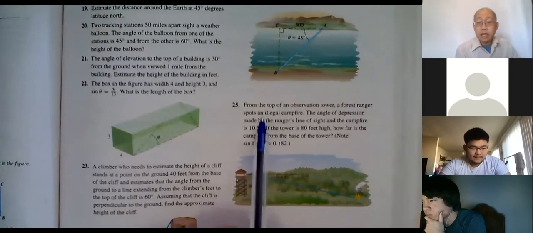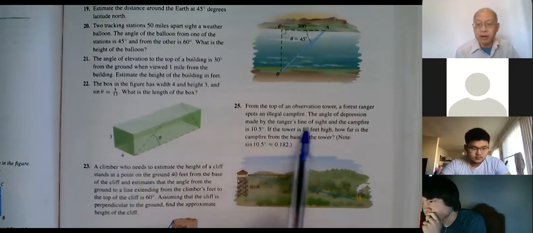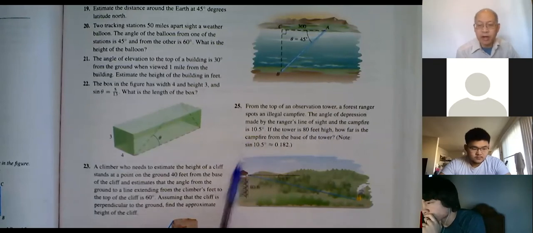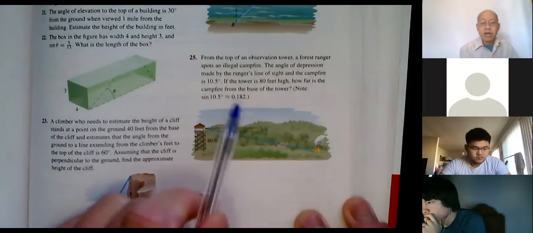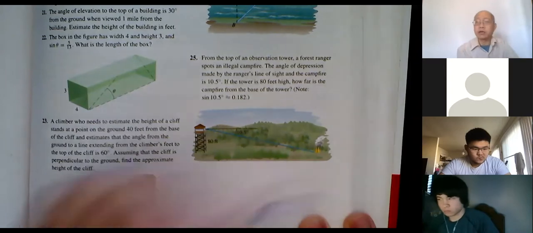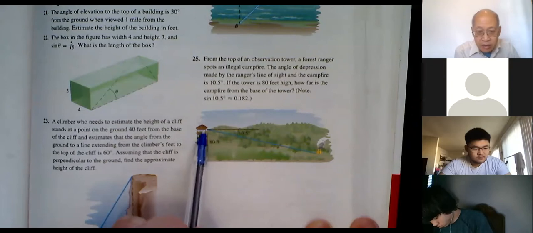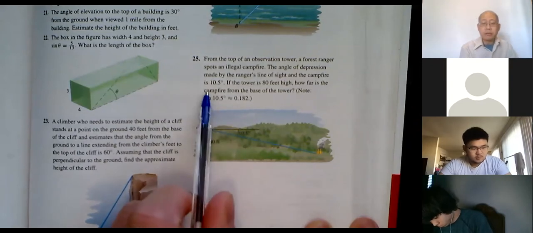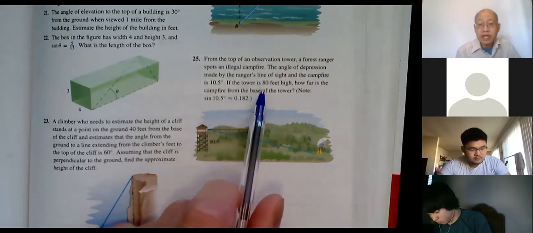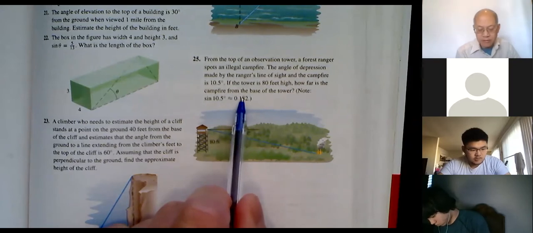Okay, from the top of an observation tower, a forest ranger spots an illegal campfire. The angle of depression made by the ranger's line of sight and the campfire is 10.5 degrees. Angle of depression means you're looking down, like looking down at the Grand Canyon. So there's a line of sight here, and he's looking down 10.5 degrees. The tower is 80 feet high. How far is the campfire from the base of the tower?